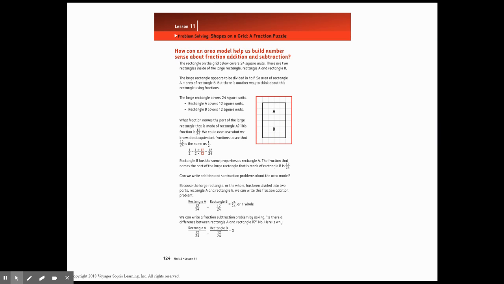Today we are going to do half of lesson 11, half of lesson 12, but your workbook pages will reflect this as well. So in the first part of our lesson, we're going to talk about how we can use an area model, which is like a shape like this, to build number sense about fraction addition and subtraction.